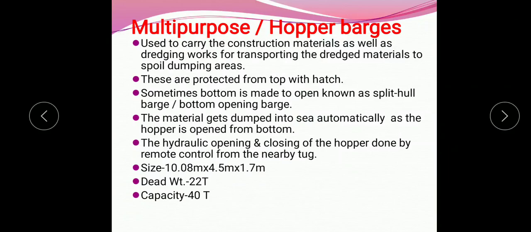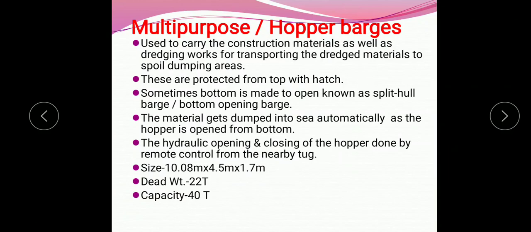These are protected from the top with hatch. Hatch means a covering is provided. Sometimes the bottom is made to open, which is known as split hull barge or bottom opening barge. The materials get dumped into the sea automatically as the hopper is opened from the bottom. The hydraulic opening and closing of the hopper is done by remote control from the nearby tug.